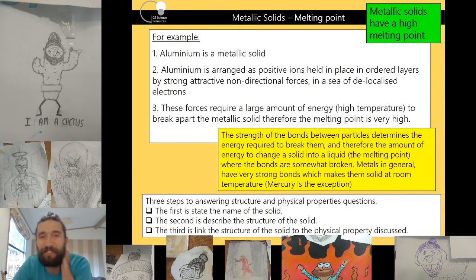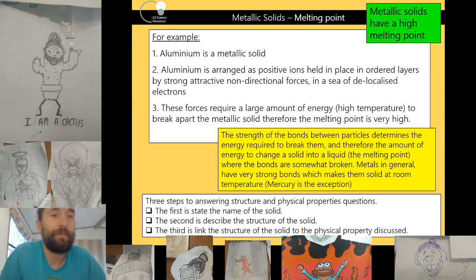Last one we're going to look at is melting point. So metallic solids have a high melting point, true. Why? Once again, say what sort of substance it is, metallic solid, then the bonding and structure. Then we say these forces require a large amount of energy to break apart, high temperature, therefore the melting point is very high.